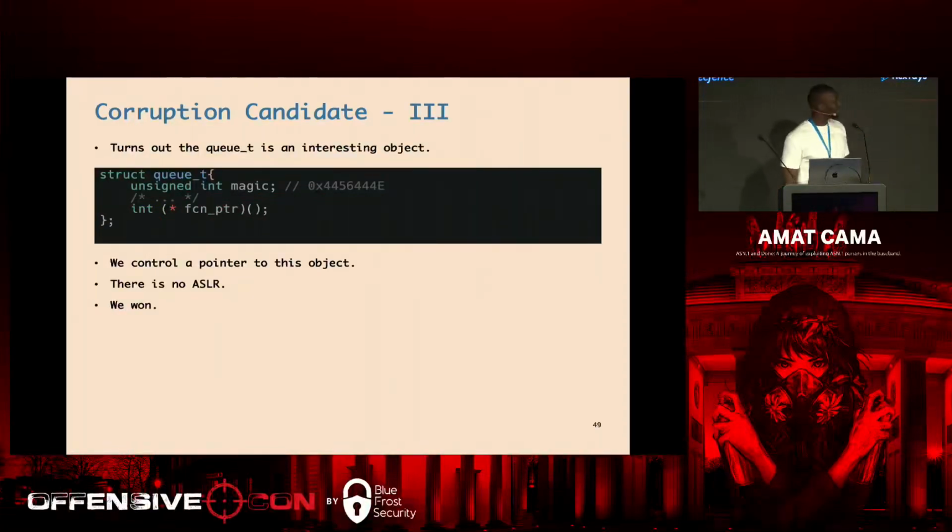You have a magic at the start of this queue object, and then there's a function pointer that is called inside of it. So there's no ASLR, and we control a pointer to this object. It's an easy win.